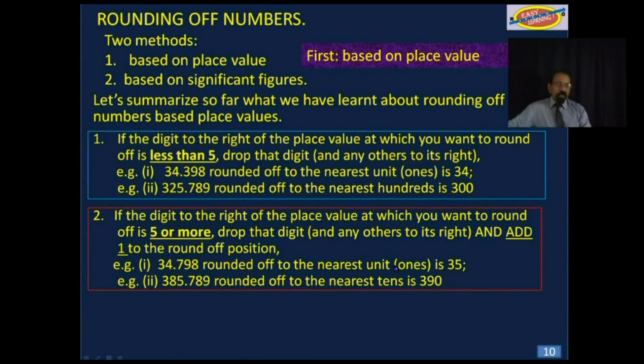So in this case, 385.789, you want to round off to the nearest tens. That is here. You're rounding off here. You look at this digit to the right and it is 5 or more. So you will drop everything here and increase that 8 by 1, which becomes 9. Remember to add a 0 to keep the decimal place, the position. So those are the two rules.